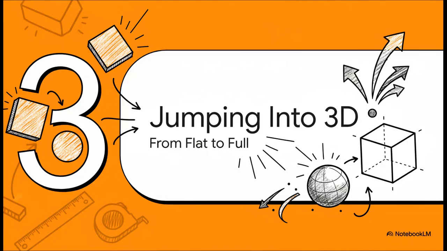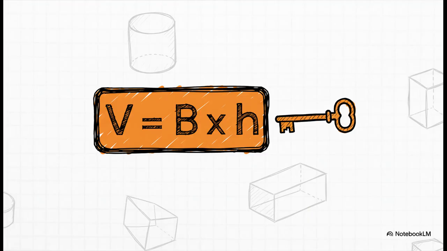All right, so we have a really solid handle on flat 2D space. Now for the fun part, let's take the leap into the third dimension. We're going from area to volume. And believe it or not, the tools we just learned are the absolute key to unlocking it. And here's the best part. You don't need to learn a ton of new, complicated formulas. In fact, there's one simple, super elegant formula that unlocks most of the volume problems you're ever going to see. And it's this. Volume equals B times H.